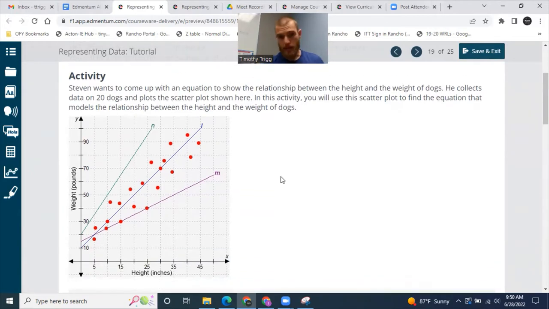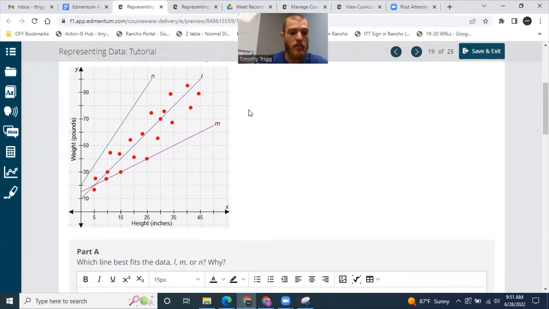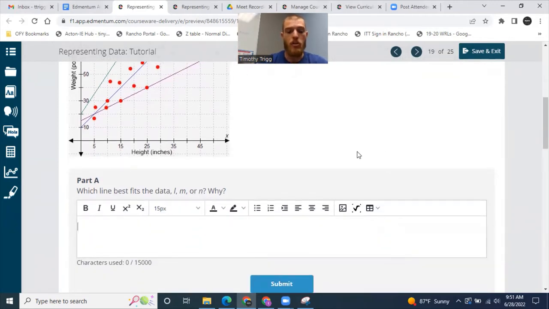So unsurprisingly, height and weight are positively correlated, right? The taller a dog is, the more it's going to weigh, right? There's a positive correlation there. So which of these lines would be the line of best fit? L, M, or N? So which one goes through the data best, basically? Well, hopefully you can see that this would be line L. So I want you to say that this would be line L, the line of best fit, comma, because.